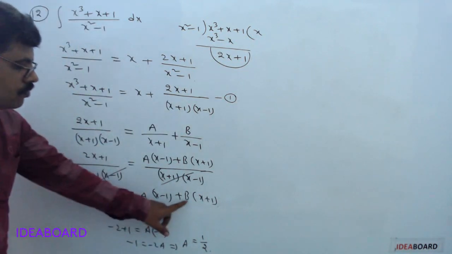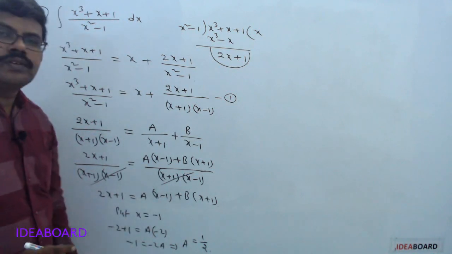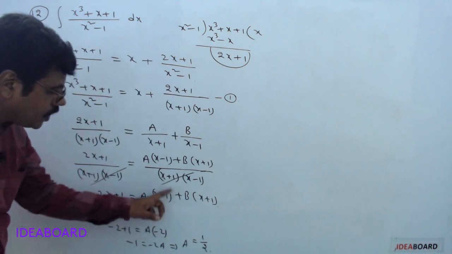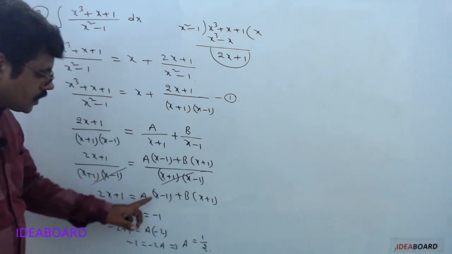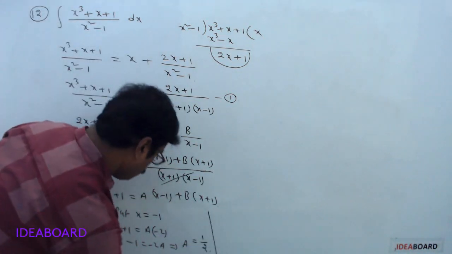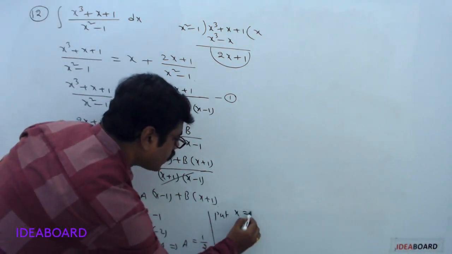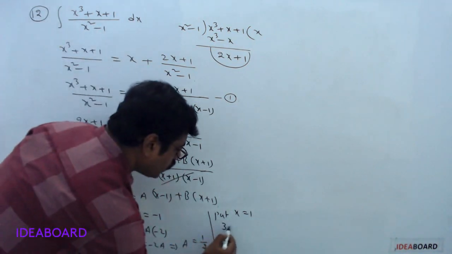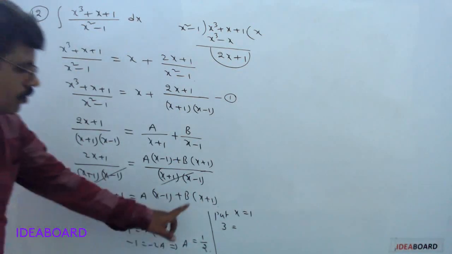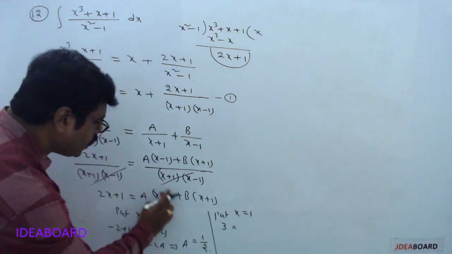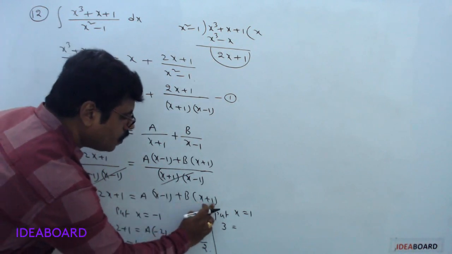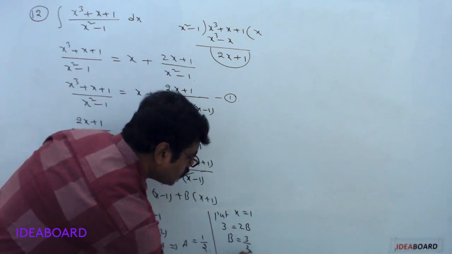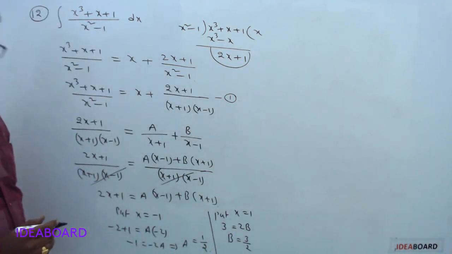To calculate the value of b, make the first term 0. If you substitute x equal to 1, then it will be 0. So put x equals to 1. 2 into 1 is 2, 2 plus 1 is 3. So 3 equals, by substituting x equal to 1 the first term will be 0, b into 1 plus 1. So it will be 2b. Therefore b is 3 divided by 2.